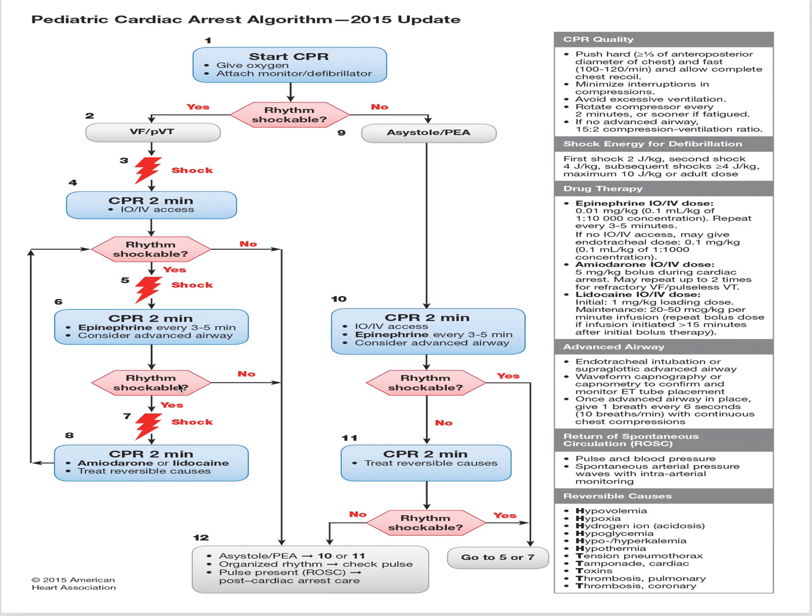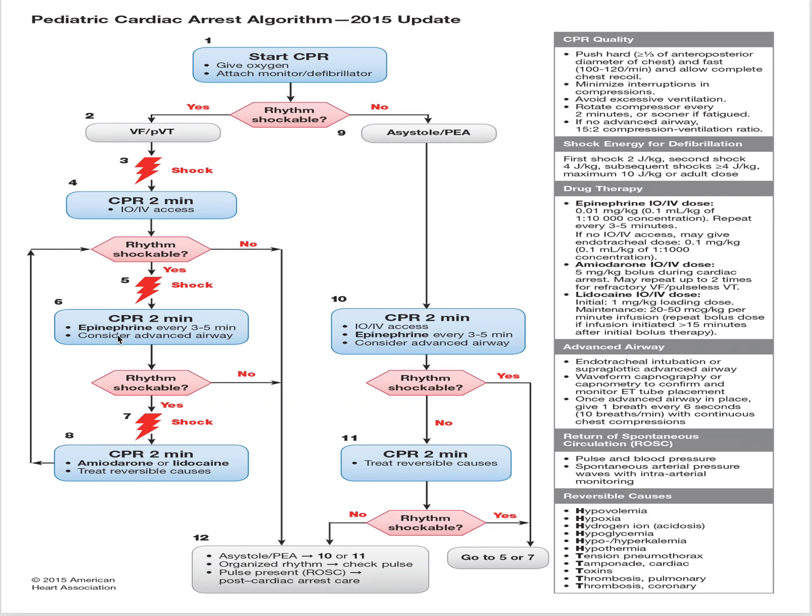We're going to continue to do this drug-shock regimen and switching out every 2 minutes. And you're going to continue your subsequent doses up until you hit 10 joules per kilo. That's your max or your adult dose.